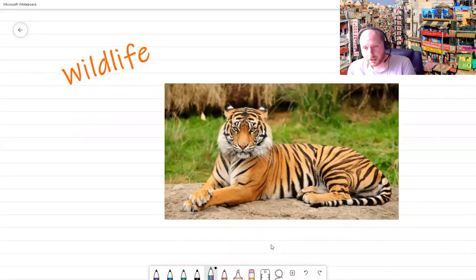You wouldn't want to keep one as a pet. Although, as a lot of you probably know right now, there are more tigers kept in captivity in the USA than there are in the wild in the entire world. So, there aren't many wild tigers either, but there aren't many wild tigers left in India, sadly. But this Bengal tiger is a nice example.